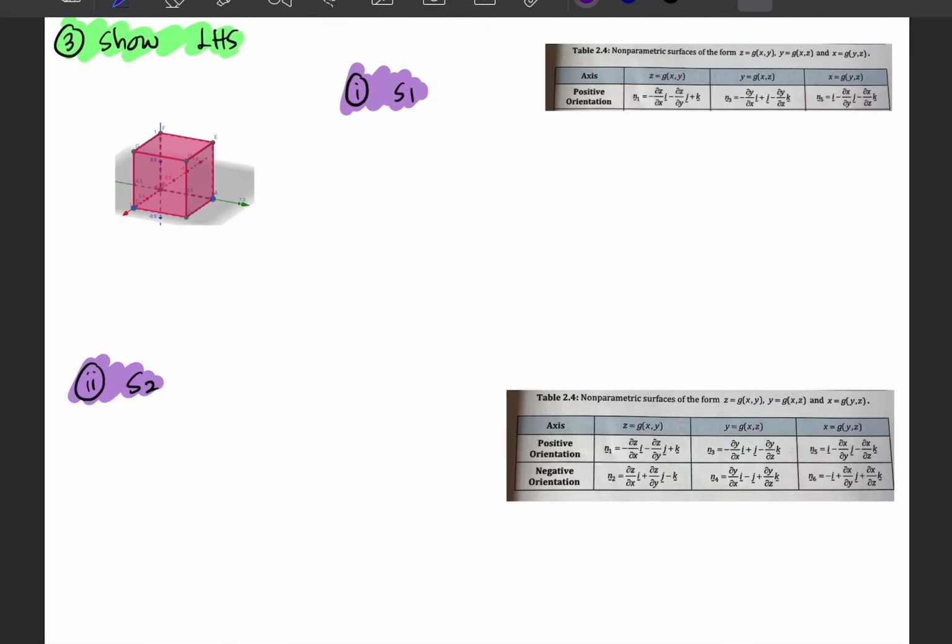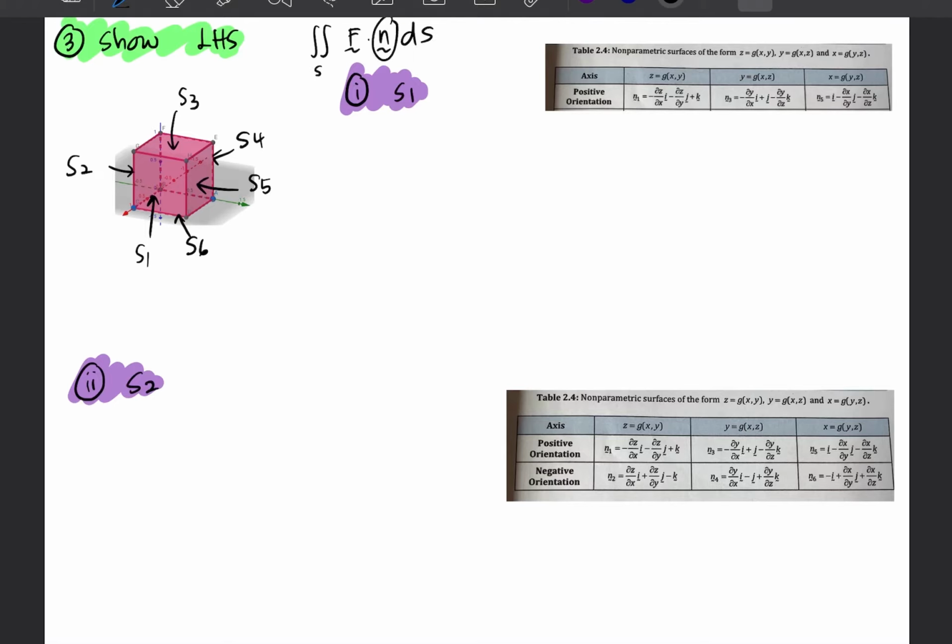We have this cube. For this cube, we have 6 surfaces that you must consider. Let this surface be S1, surface 1. This one is surface 2, and then up is surface 3. At the back is surface 4. Here is surface 5, and below is surface 6. So you must consider all the surfaces of the figure. We want to calculate the surface integral of F dot n dS.